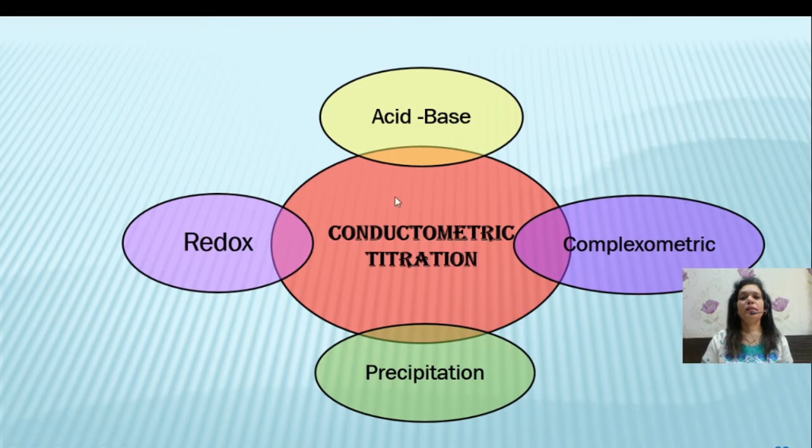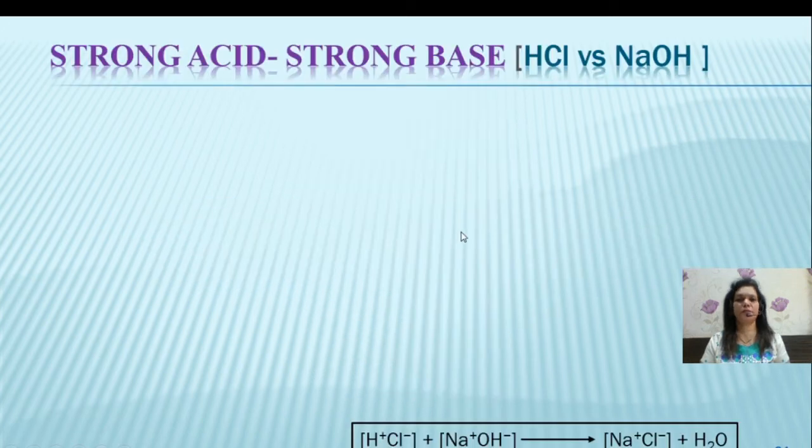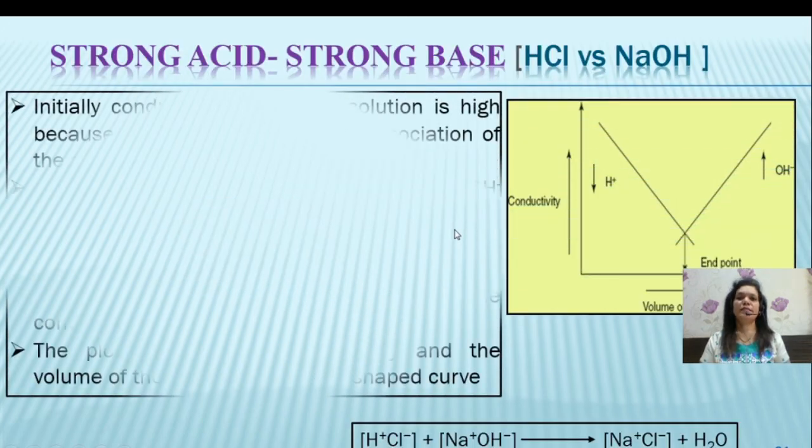We can classify the titrations which can be performed by conductometric titration as acid-base titration. We are going to see 4 different types: acid-base titration, complexometric titration, precipitation titration and redox titration. We'll start with acid-base titration.